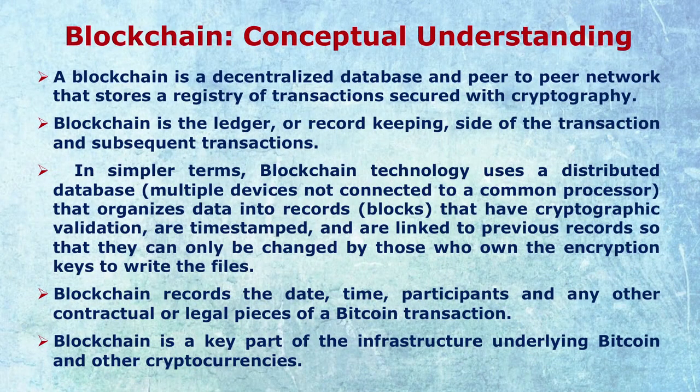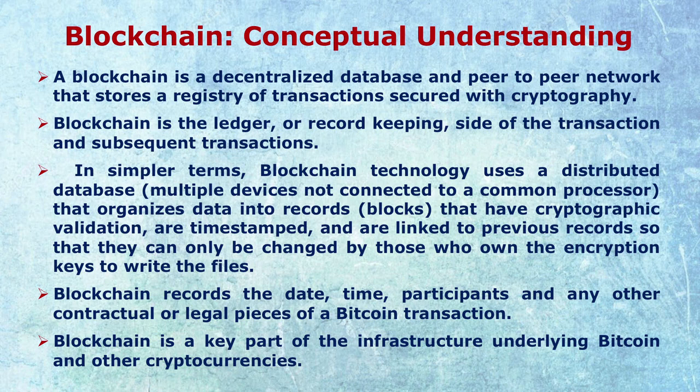So, what is a blockchain? A blockchain is a decentralized database and peer to peer network that stores a registry of transactions secured with cryptography. Blockchain is the ledger or record keeping side of the transactions and subsequent transactions. In simpler terms, blockchain technology uses a distributed database, or we can say that multiple devices are not connected to a common processor, that organizes data into records or blocks that have cryptographic validation.